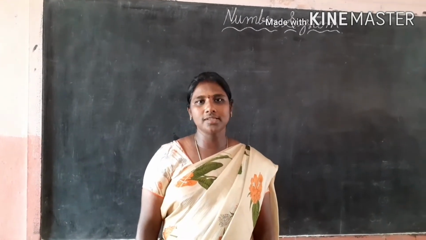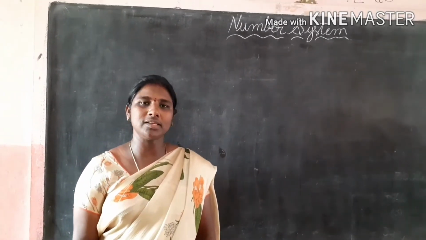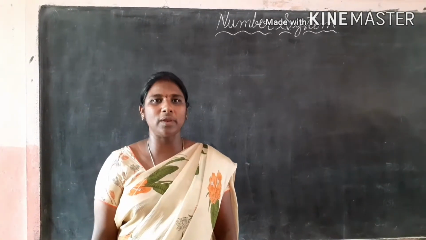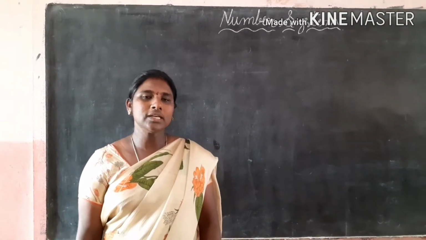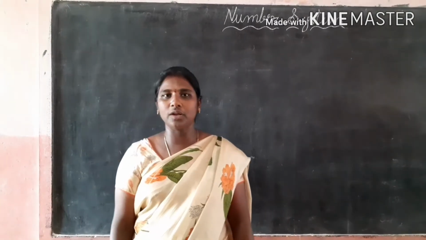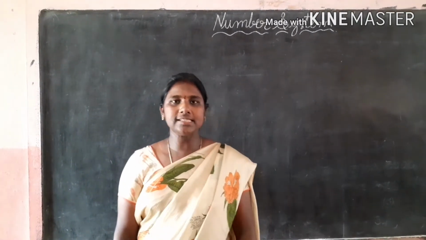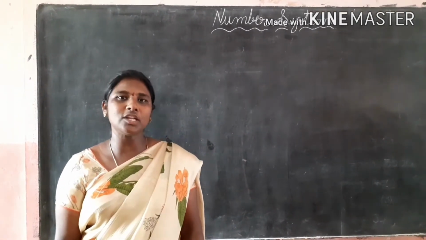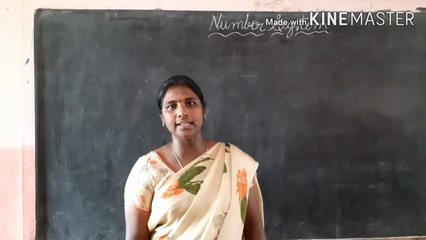Today we are going to discuss our first chapter, Knowing Our Numbers. In the previous class we discussed place values, expanded form, successor of a number, predecessor of a number, and face value of a digit. This class we are going to discuss comparison of numbers, ascending order and descending order.